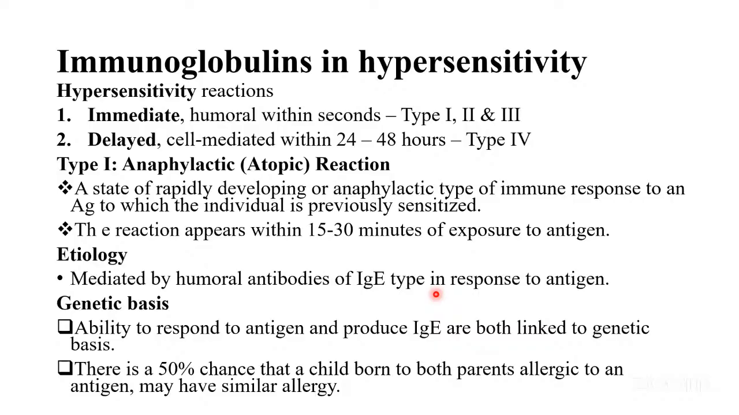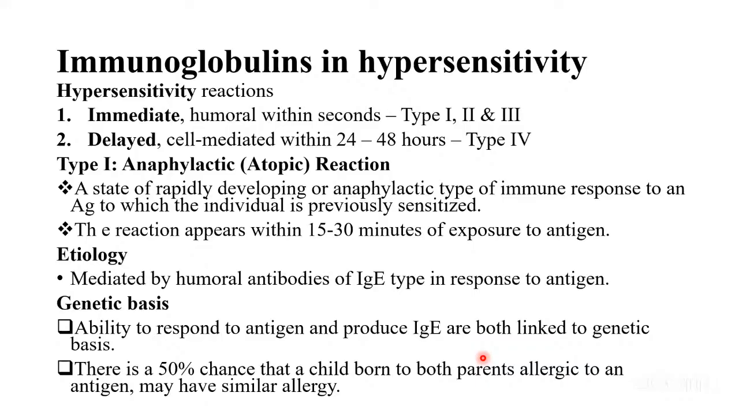But once you're exposed to an antigen or a stimulant, you're going to develop an asthmatic response, because of the high secretions of IgE, and the immune mediators of this particular response are going to cause vasoconstriction and bronchoconstriction, and you're going to have labored breathing, and you're going to faint. There is also the genetic basis, where the ability to respond to antigen and produce IgE are both linked to genetics, of course.